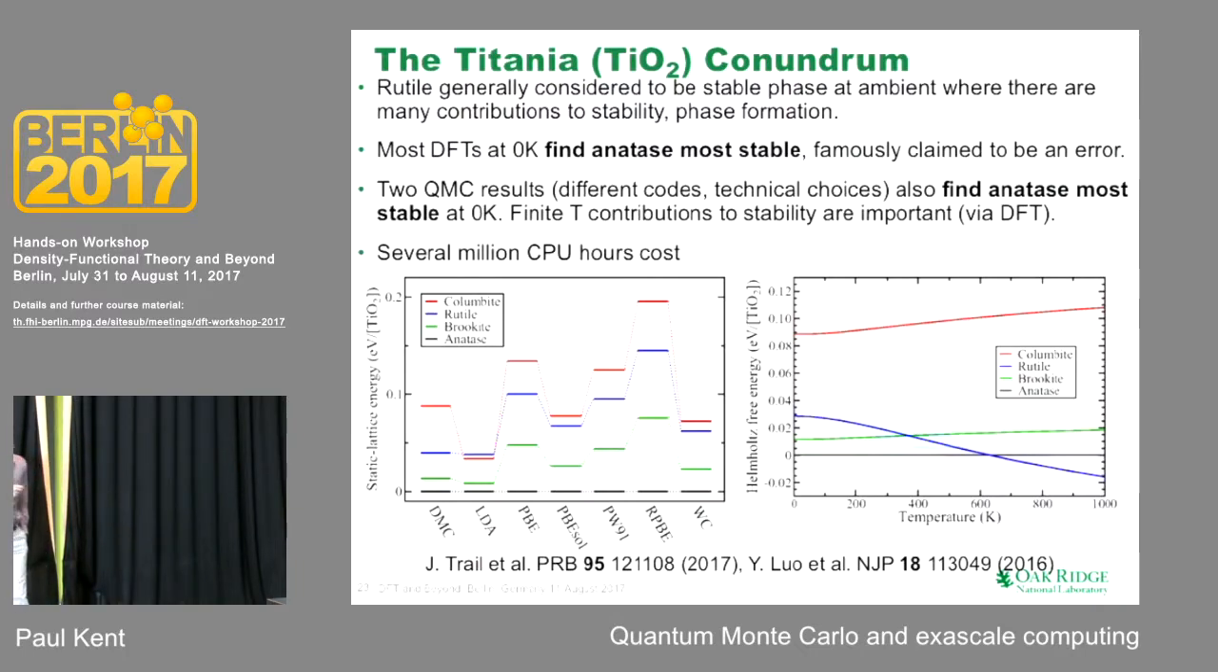But of course, there's lots of contributions to stability, particularly if you have a nanoparticle, for example, where the surface energies really matter. Most DFTs at 0 temperature find anatase to be the most stable. And there's actually a huge literature claiming that this is a big error. I can point to papers where people are forcing the results they would like, including with more advanced methods than just local GGA. And it turned out that, again, two QMC groups, that's us in the US and also John Trail and co-workers in the UK, did this system at essentially the same time.